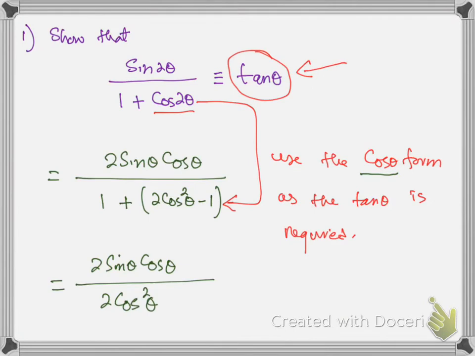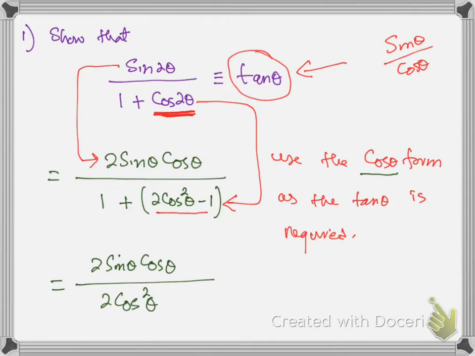This is the identity number 1. Since we have to show tan theta, therefore we need to use the cos theta form of cos 2 theta here, because tan theta is sine theta upon cos theta. So if we will use the cos theta form for this cos 2 theta here, then we will get tan theta. There is only one formula for sine 2 theta, so no problem with sine 2 theta, but the problem is with cos 2 theta.